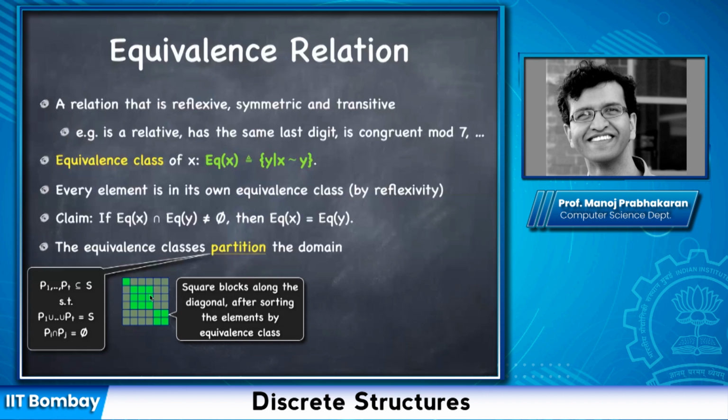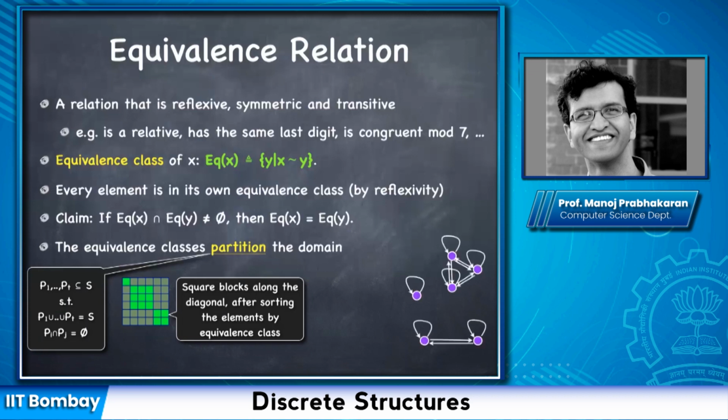On the other hand, there are no other lit up cells outside of these blocks, because if there were a position here that is lit up, then the equivalence class of x couldn't have just been this much. It would have had to have that element as well. Since the equivalence classes partition the domain, you cannot have one of those elements have an element from another equivalence class, unless they are the same equivalence class. Right, so that's what it looks like if you were to visualize equivalence classes.